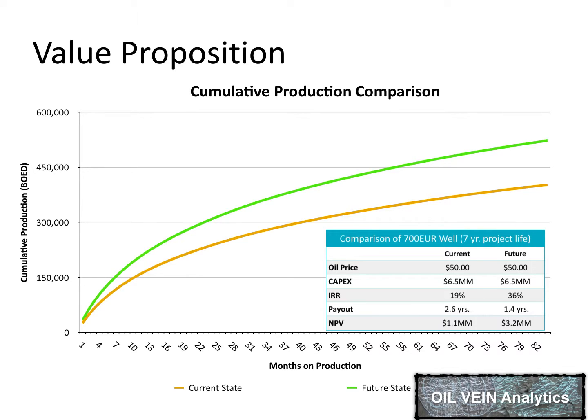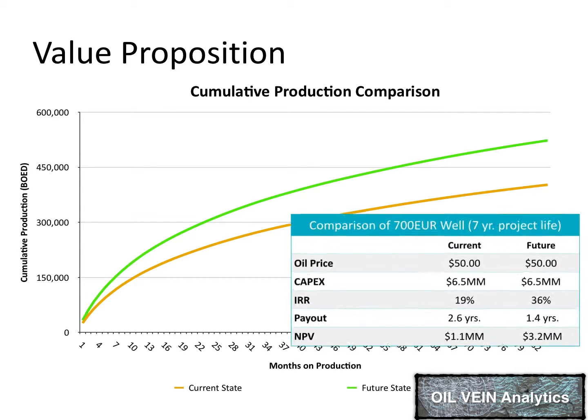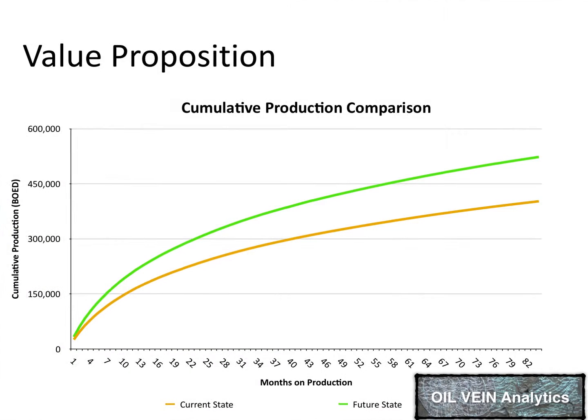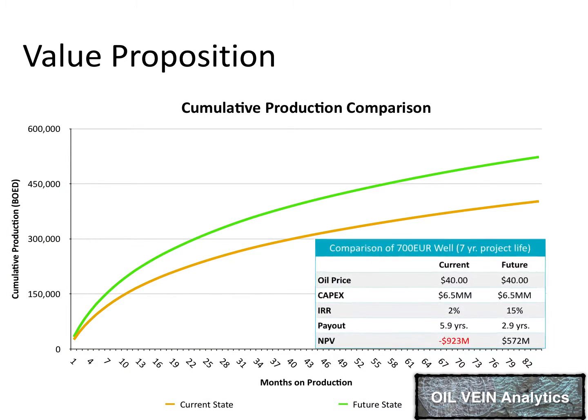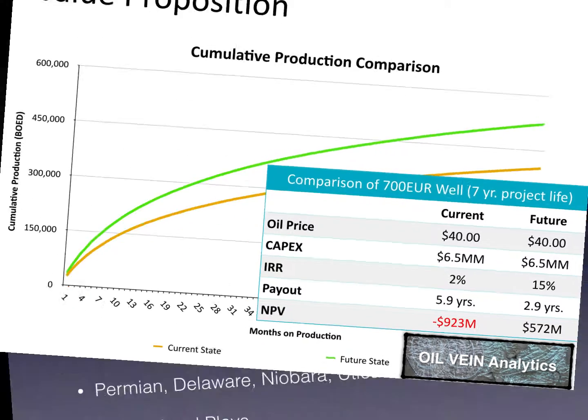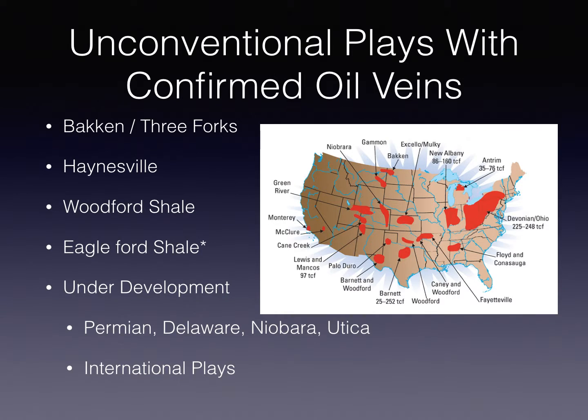And you can see, looking at the same capital expenditures, our IRR, net present value, our payout is shorter. You can see the benefits of this process. And we couldn't resist, so we went back and decided to check it at $40 a barrel. Their current doesn't hold a candle. Ours would survive nicely. Now, Bakken isn't the only play that we've identified and confirmed oil veins in.